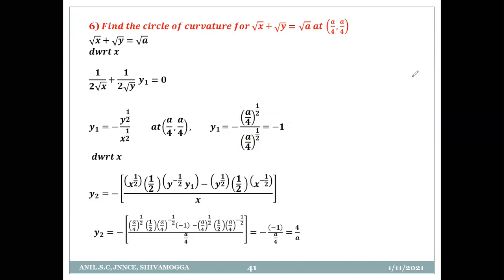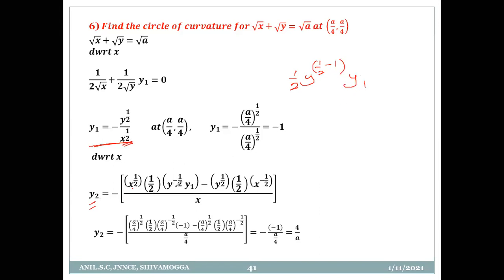Next, we shall find the second order derivative. To find the second order derivative, differentiate this expression throughout with respect to x. Derivative of y1 is y2. This is equal to, keep this negative sign outside, you just differentiate y power 1 by 2 divided by x power 1 by 2 using the quotient rule. Apply the quotient rule. Denominator, that is x power 1 by 2, into derivative of numerator. Derivative of numerator y power 1 by 2 is 1 by 2 into y power 1 by 2 minus 1, into derivative of y, which is y1. That's what we have written here.